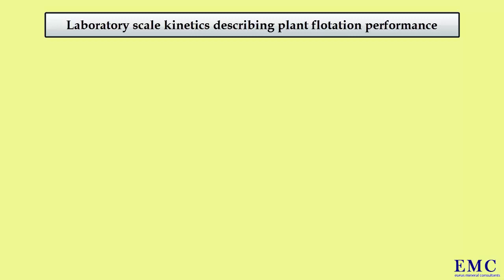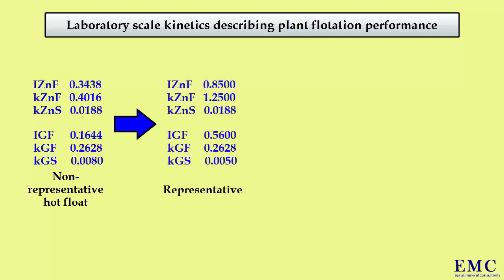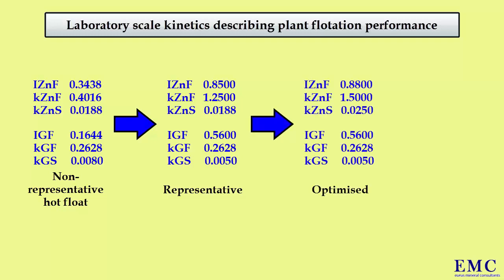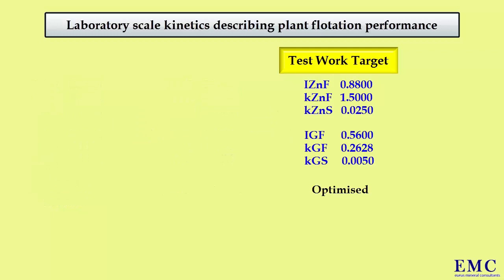We have three sets of laboratory scale kinetics which describe flotation performance across these zinc cleaners. The first are kinetics from the non-representative grab sample, which are not a true reflection of cleaner feed flotation characteristics. The second are kinetics which do represent the flotation behavior in the plant, which were derived by simulation. And the third set of kinetics describe a flotation performance we would like to achieve, and from simulation we know this gives an extra 2.3% zinc recovery. This set of kinetics becomes a test work target, and they describe a set of recovery time and recovery grade curves that are to be achieved by optimizing test conditions.